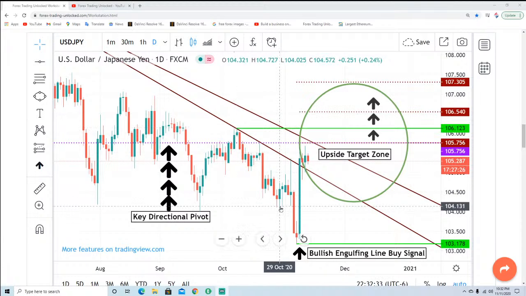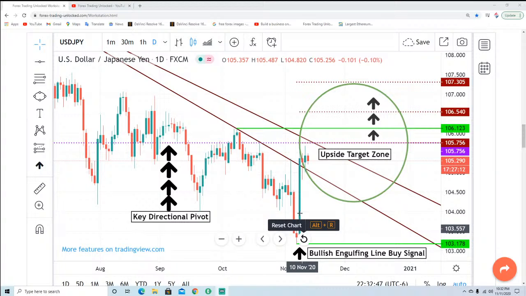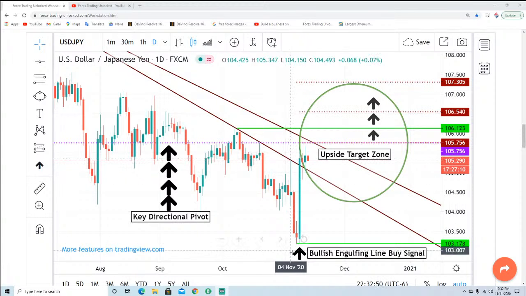We made this low just a couple weeks ago on October 29th. We rallied up on election day, just after that, November 4th, came up here. We made a lower move high after a lower move low, made this lower move low, and then whammo, in one day we took out this lower move high and this lower move low. This is a key signal day here, this bullish engulfing line.